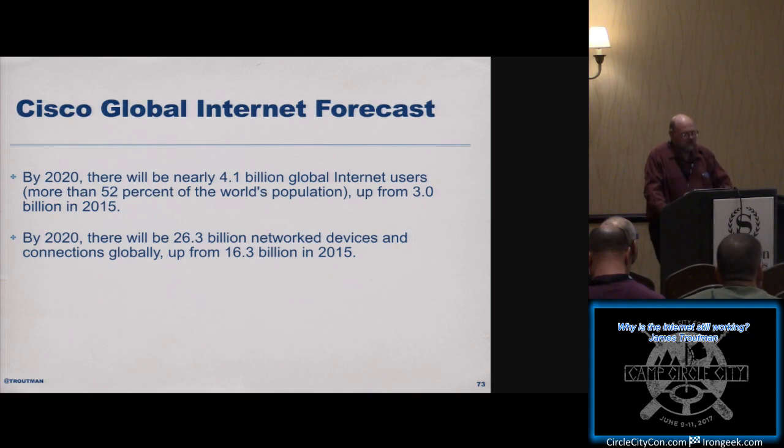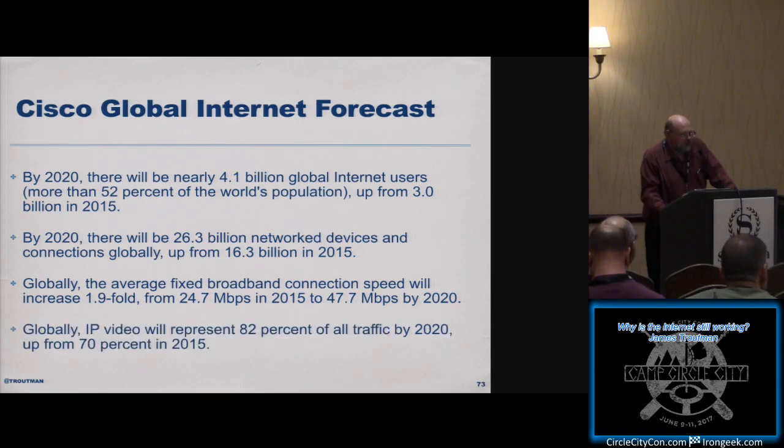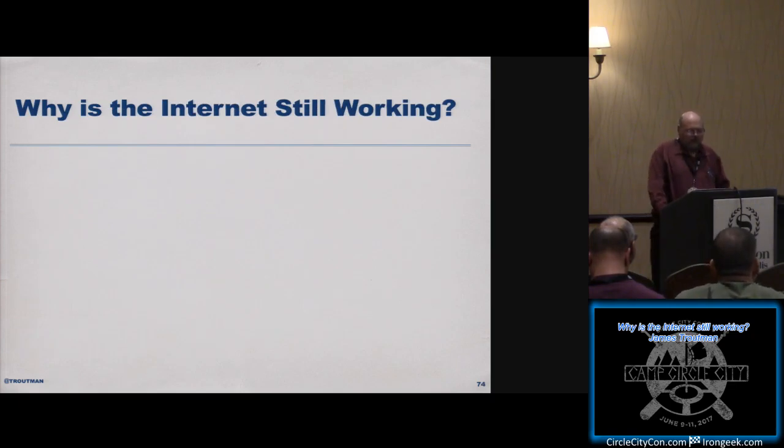Cisco has this very interesting global internet forecast they update every year. They actually try to do a good job of predicting what the internet's going to look like in terms of traffic volume. They're saying 26 billion network devices online by 2020. They also anticipate that broadband speeds are going to double between 2015 and 2020, hopefully. And no surprise to anybody, IP video is really going to represent most internet traffic by bit volume. So here we are. So why is the internet still working?